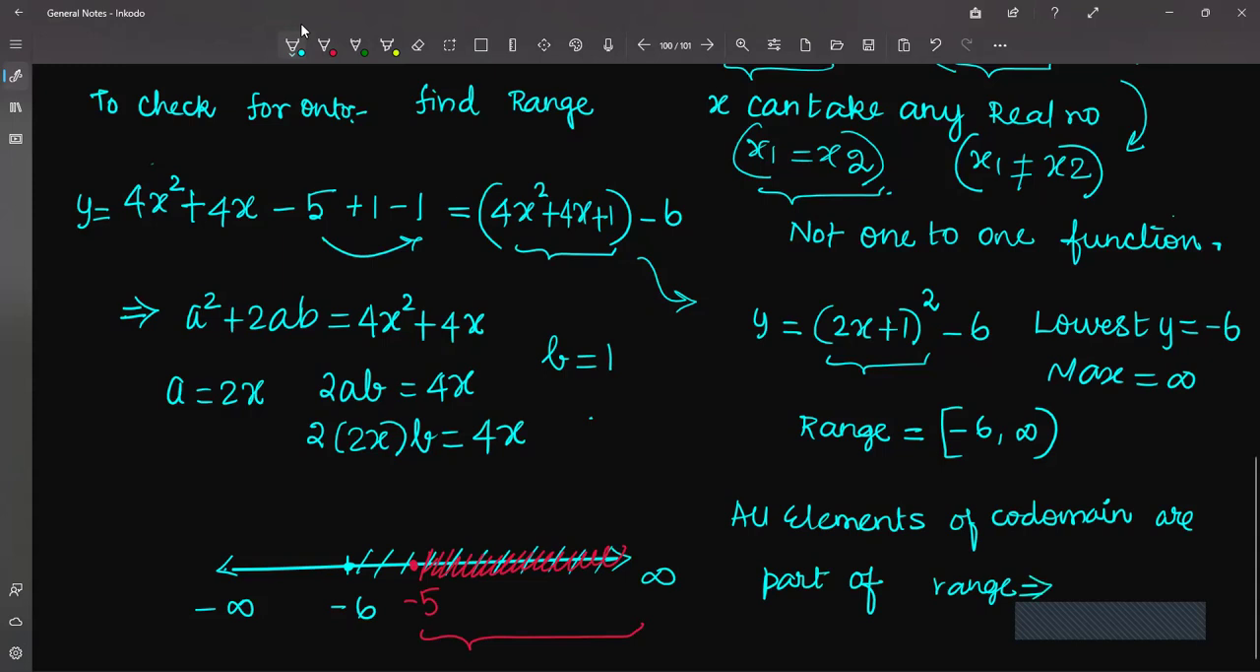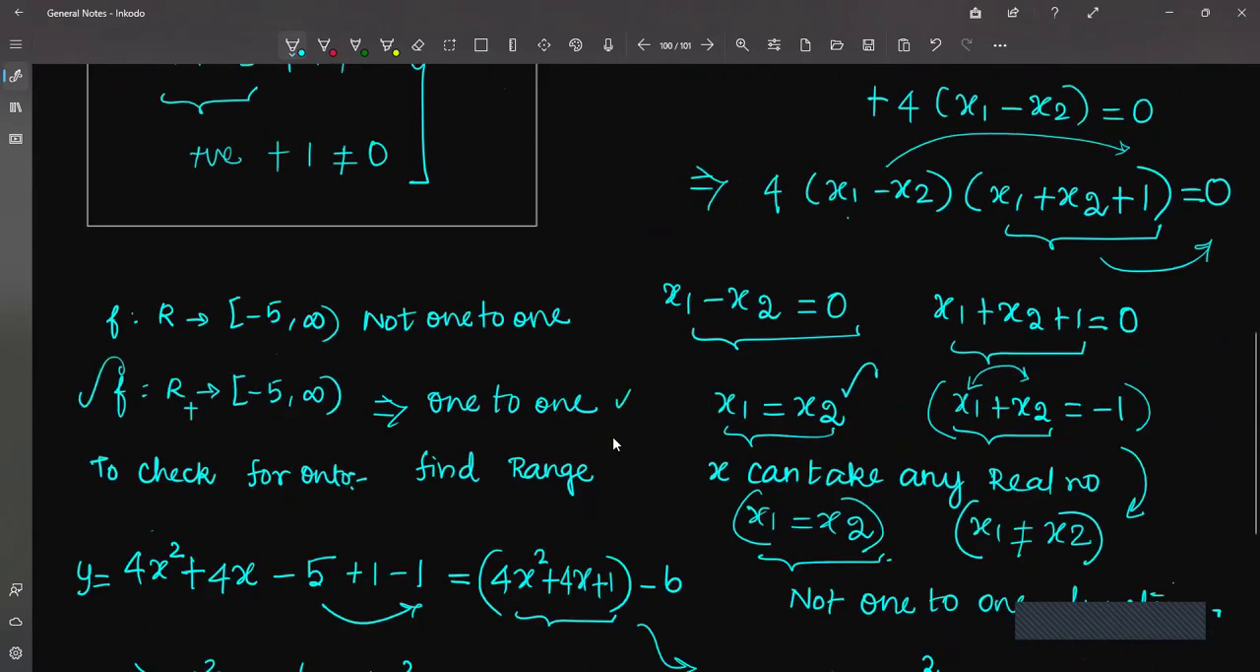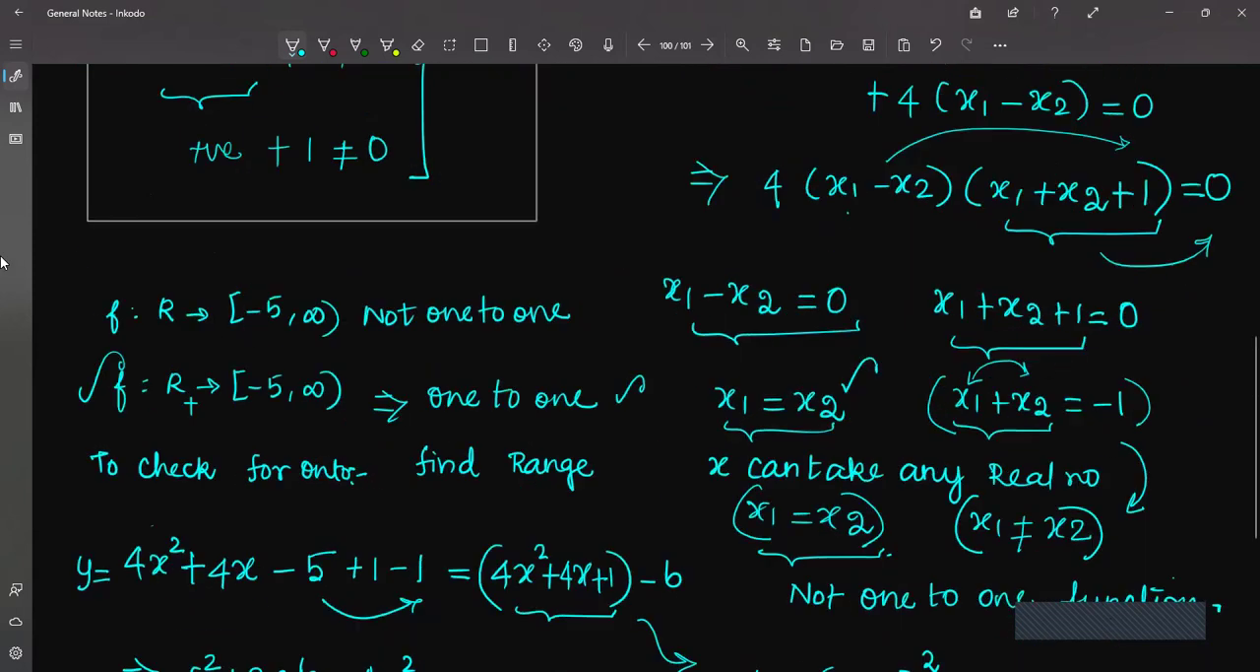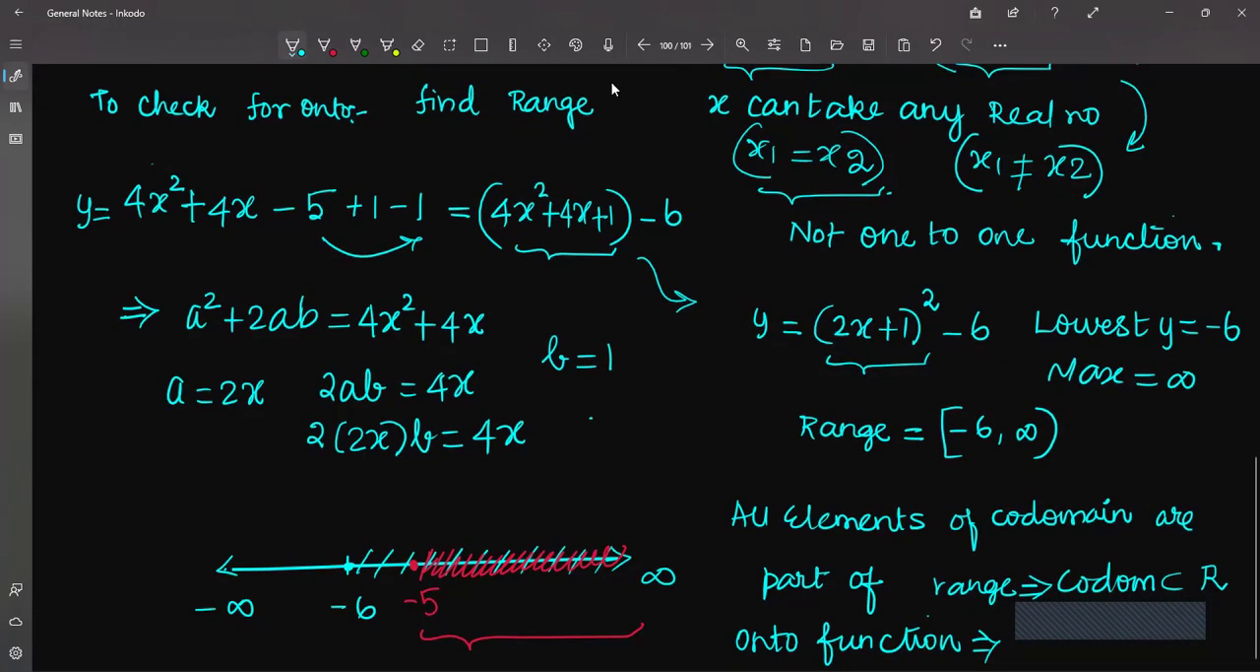So we can say that the codomain is a subset of the range. If the codomain is equal to the range, or if the codomain is a subset of the range, we can call this an onto function. So this is a case of onto function. This function satisfies 1 to 1 if it is R plus, and then it satisfies 1 to 1 as well as onto. If it is just R to [-5, infinity), it is not 1 to 1, it is actually a many to 1 function. And remember, if it is both 1 to 1 and onto, then it will become a bijective function. I hope this is clear.